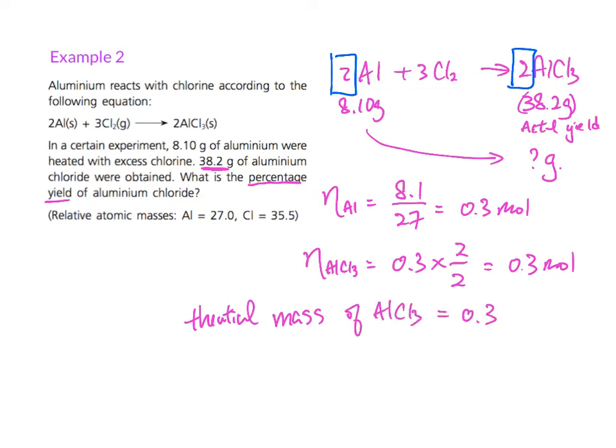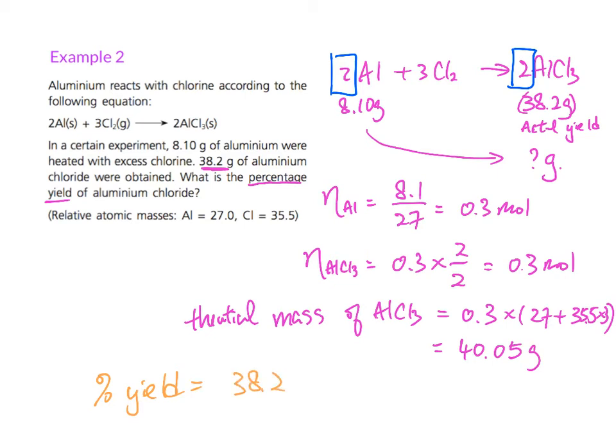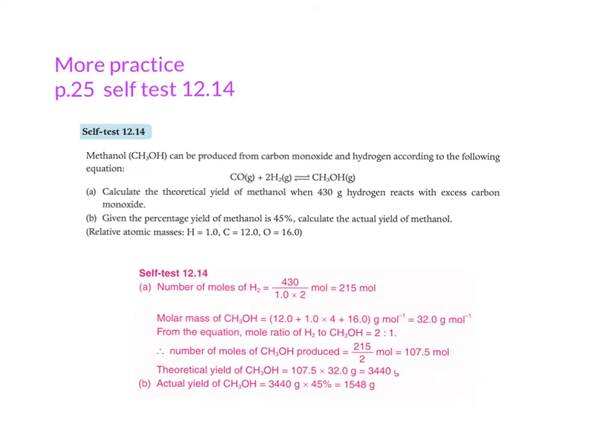So it will be 0.3 times 27 plus 35.5 times 3. Okay, so the answer for this part will be 40.05 gram. Okay, so what is the percentage yield then? The percentage yield will then equal the actual yield over theoretical yield, times 100%. So the answer for this part will then be 95.4%.